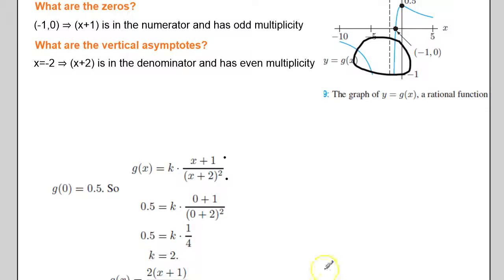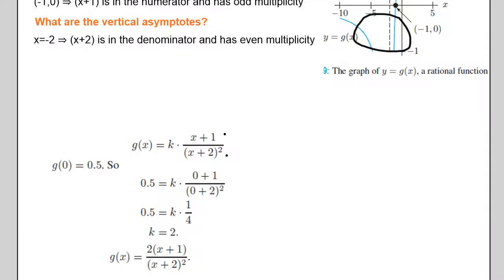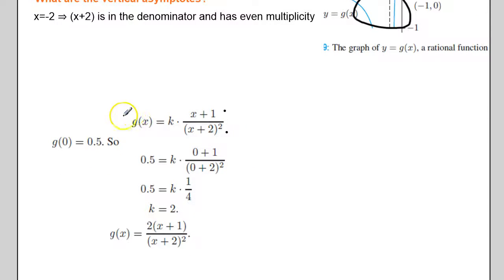And if you were to graph this function, you would see it looks very much like this. This is a possible answer because we could have easily made this 4 instead of 2, because we needed to have an even power, but we didn't. Okay.